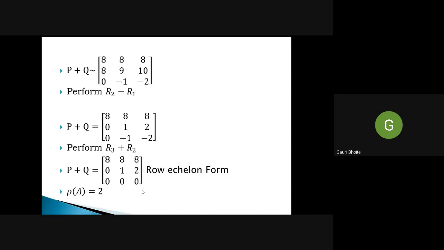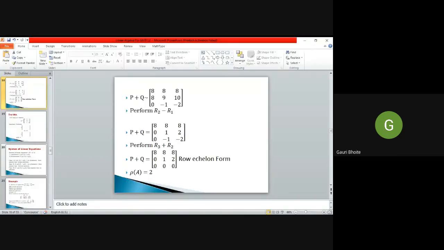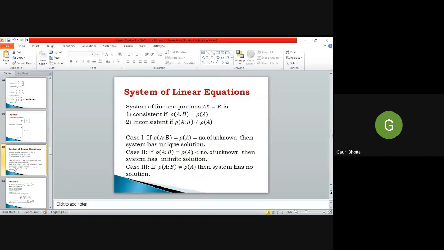It is upper triangular, where the elements below the diagonal are 0. So how many non-zero rows? 1 and 2. So 2 non-zero rows, so the rank of the matrix is 2. Does everybody understand? Okay. We use the rank of the matrix for solving systems of linear equations.